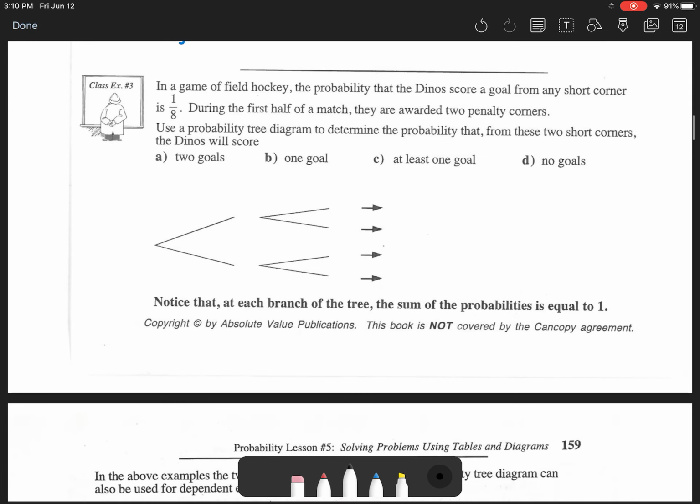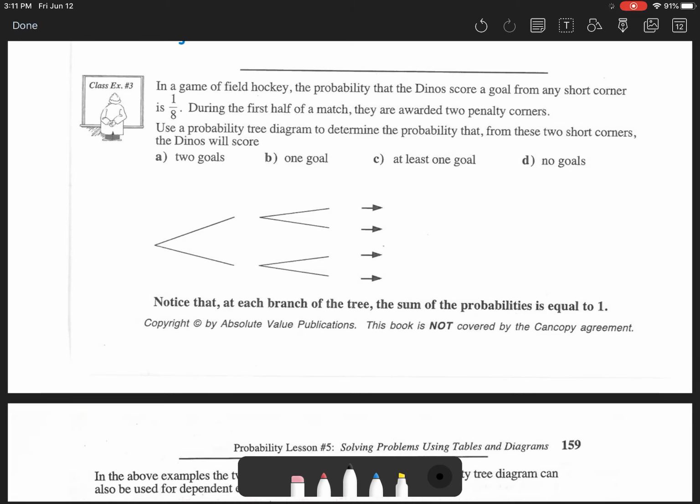Okay, so let's try that kind of idea here in class example 3. It says, in a game of field hockey, the probability that Dinos score a goal from any short corner is 1/8. Okay, and that's a probability. During the first half of a match, they are awarded 2 penalty corners. Use a probability tree diagram to determine the probability that from these 2 short corners, the Dinos will score 2 goals, 1 goal, at least 1 goal, no goals.